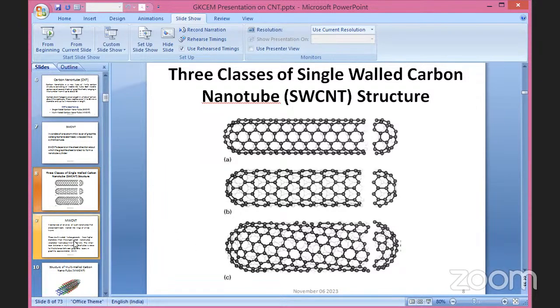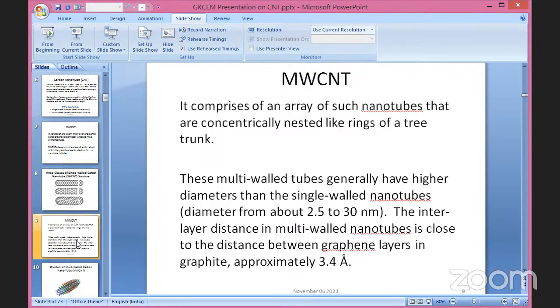Now come to multi-walled carbon nanotube. It comprises an array of such nanotubes that are concentrically nested like the rings of a tree trunk. Whenever a tree is growing, it also makes concentric circles. If you make a cross section, keeping the center of the axis the same, you put one tube after another tube, and again another tube like this. In that way, you can increase the number of tubes to make one multi-walled carbon nanotube.